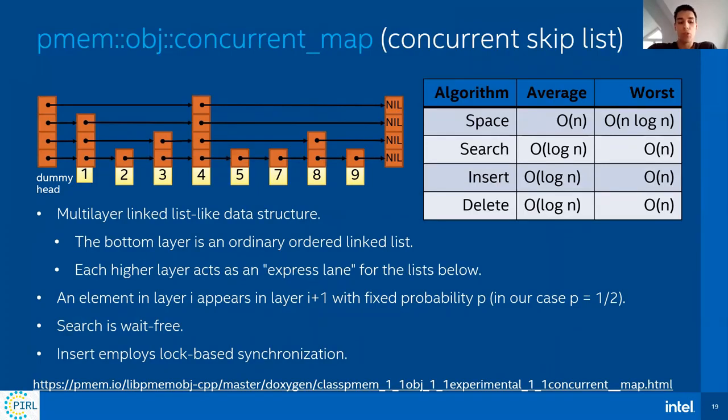In our implementation, we use locks to implement write-write synchronization. However, for read-write synchronization, we use atomic operations. Because of that, we can guarantee that the search is wait-free.